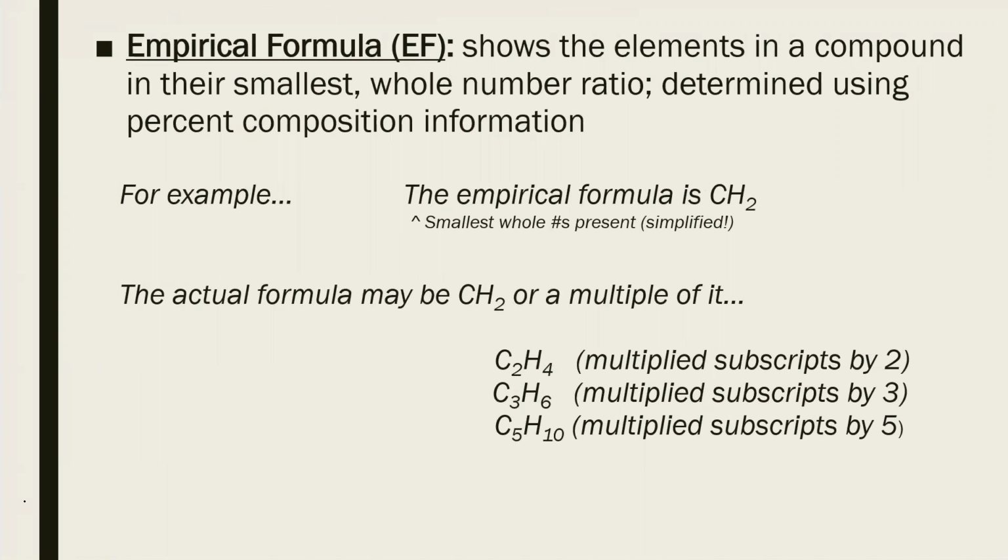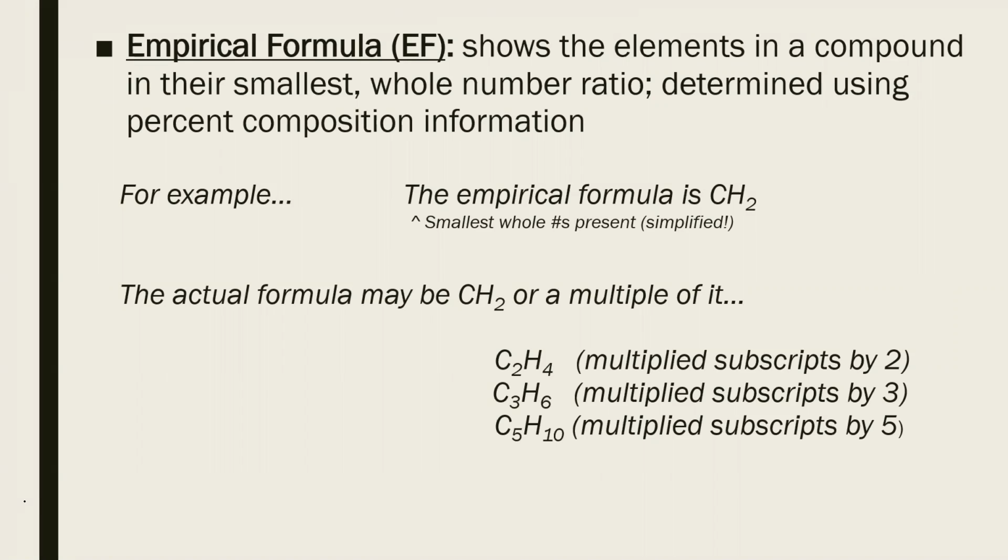So first off, what is the empirical formula? Basically, it shows elements in a compound in their smallest whole number ratio. So whole numbers meaning 1, 2, 3, 4, 5, and the smallest number possible. And those are going to be the subscripts. You determine the empirical formula, as I said before, by using your percent composition information.